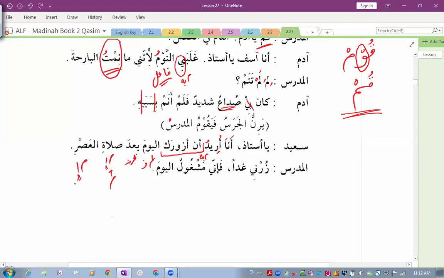The teacher says zurni. So this is our fi'l amr. Zara yazuru. From there, tazuru. Tazuru, we make fi'l amr, so we drop the ta, and put a sukun at the end. Iltaqa sakinain is happening, so we drop the waw with the sukun. Zur. You visit me, ghadan, tomorrow. Fa inni mashghulun al yawma, because I am busy today.